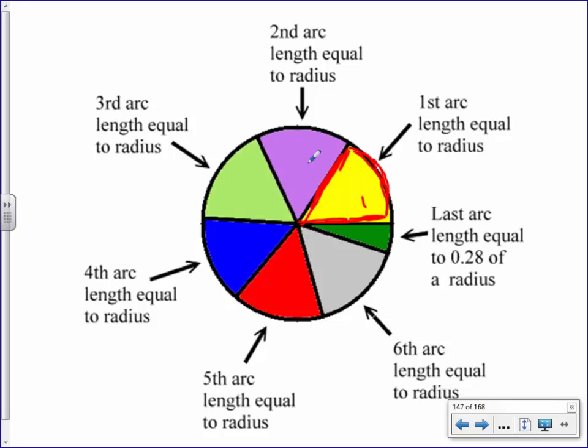You can fit 1, 2, 3, 4, 5, 6. And then they did the math and they figured out that you can actually fit 0.28 of a radian in that last little bit. Like, so someone's getting the short end of the stick piece of pie. So there's about 6.28 radians. And that's how many would be the same as a circle, which would be 360 degrees.